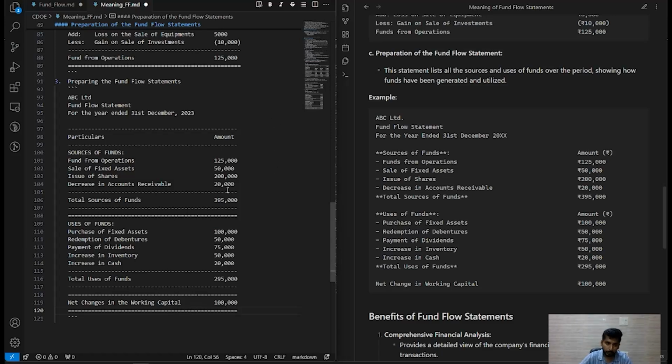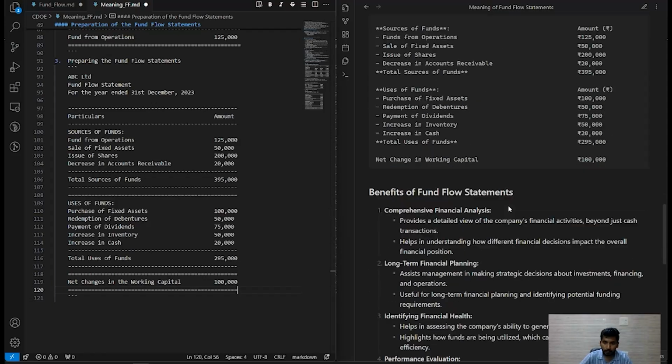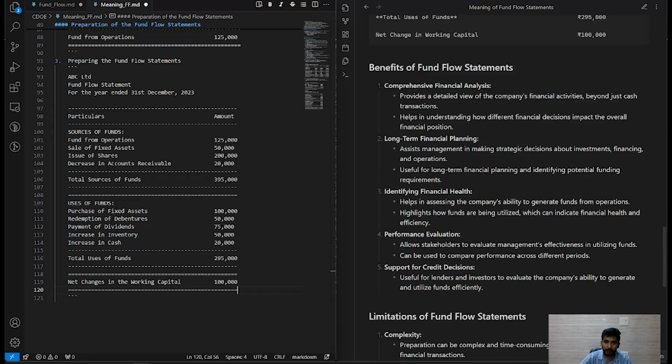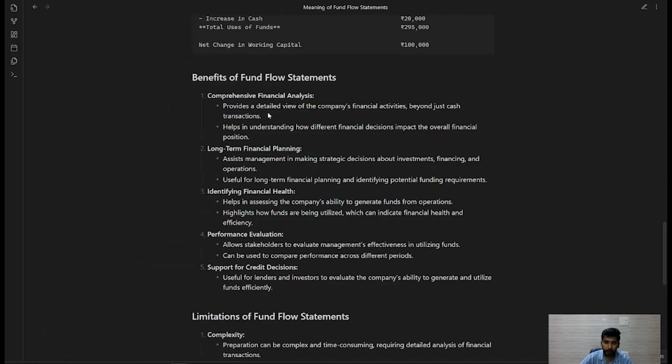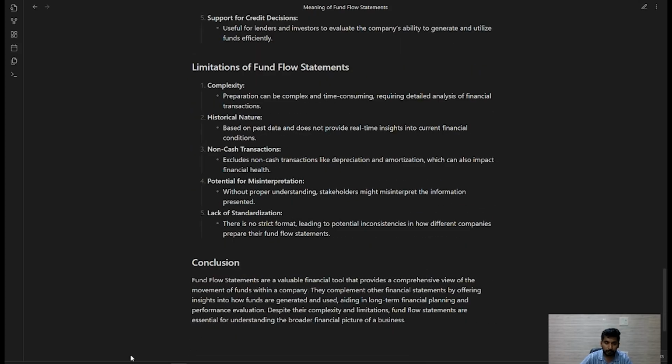So this is it. Now let us talk about some of the benefits of the fund flow statement. It is used for long-term planning, identifying performance evaluation, supporting the credit decisions, and so on.